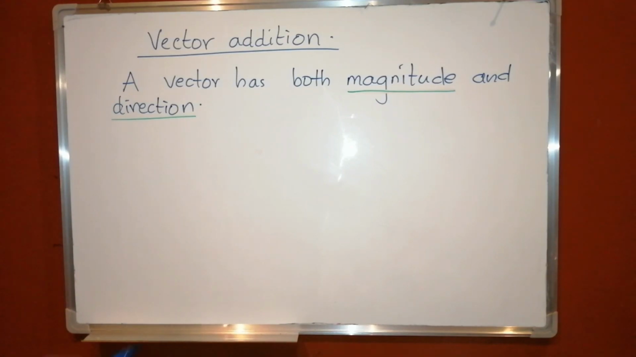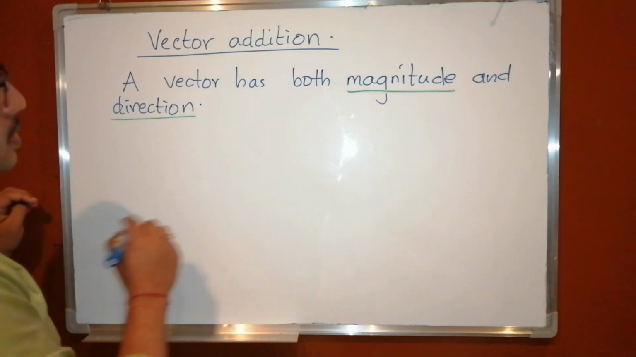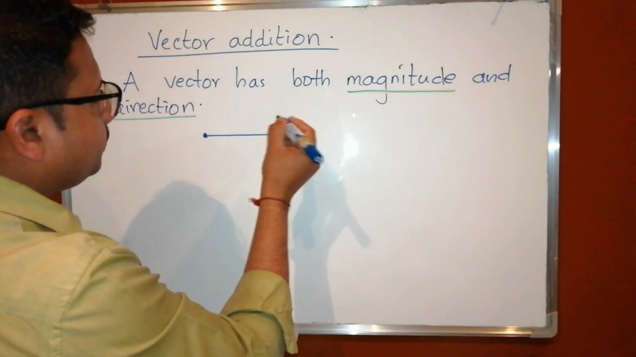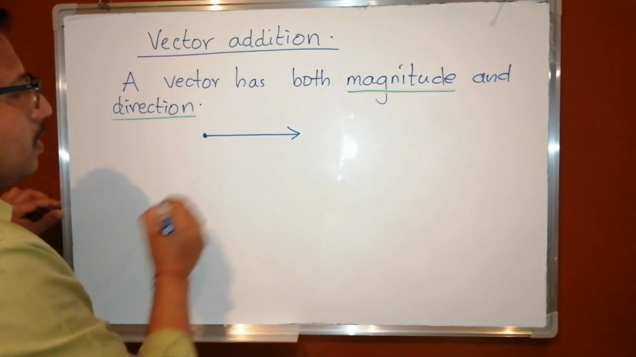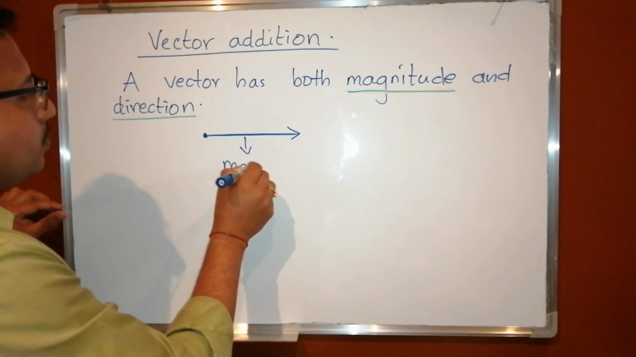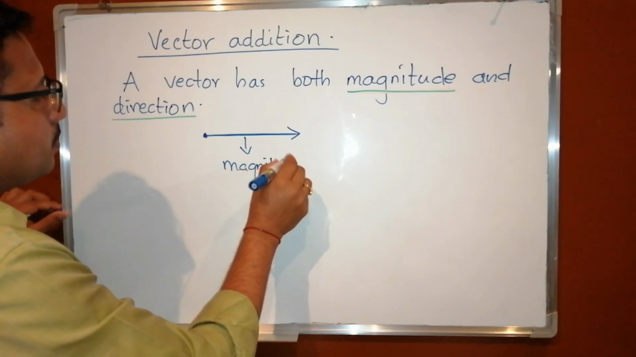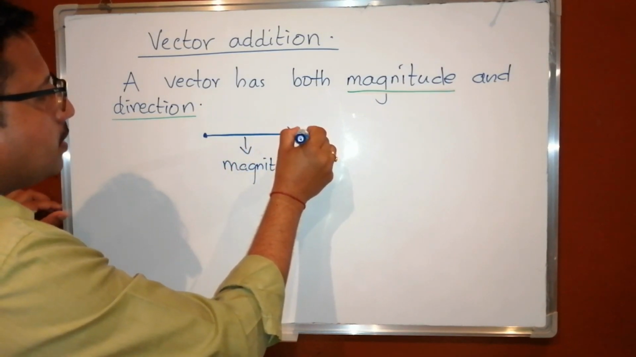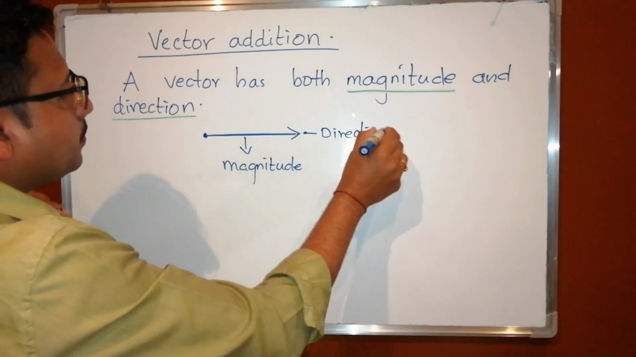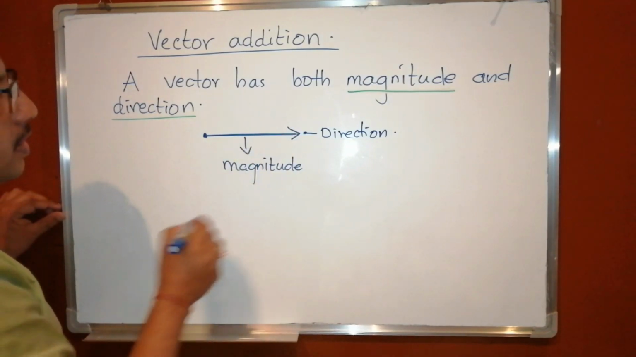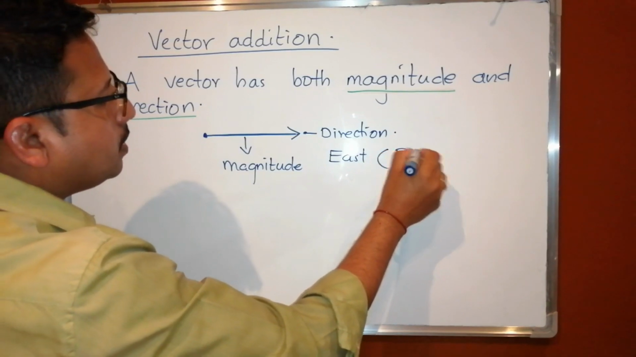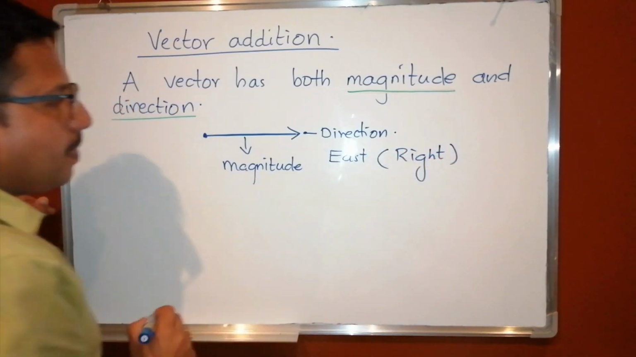How do we represent a vector? That's very important. A vector is represented by an arrow. The length of the arrow shows its magnitude. The arrowhead shows direction. So this vector is heading towards east, or you can say it's heading towards right.